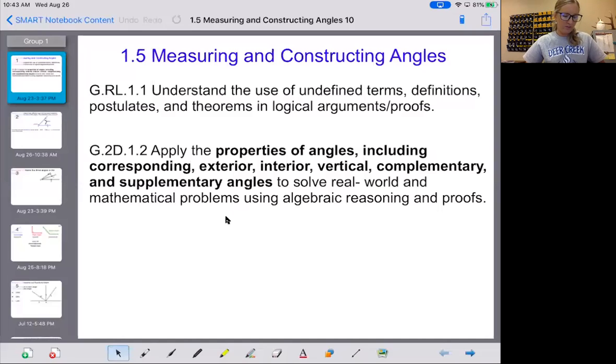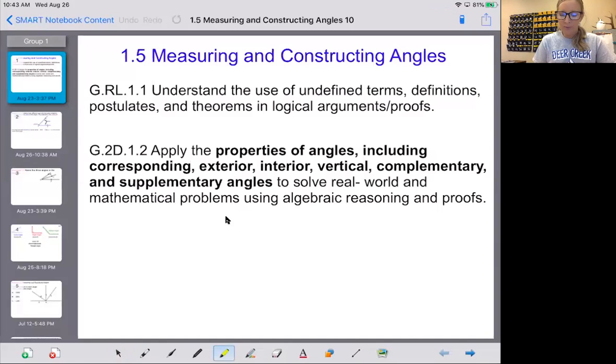We are going to be doing section 5 today, which is talking about angles. If you remember yesterday and the day before, we did notes over segments, and then you had an assignment on segments. And now we're going to be moving into the actual angles. And so today our goals are listed here.